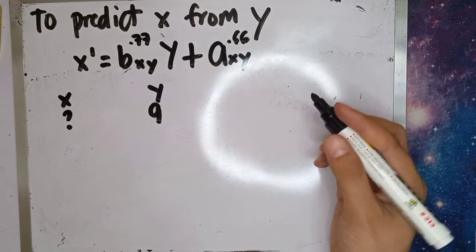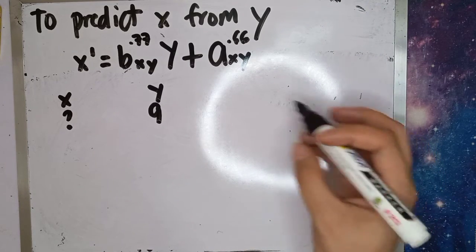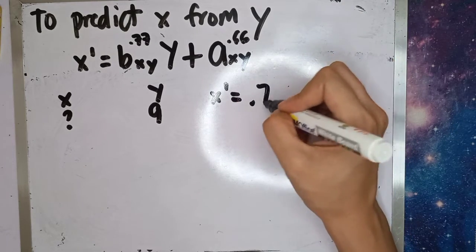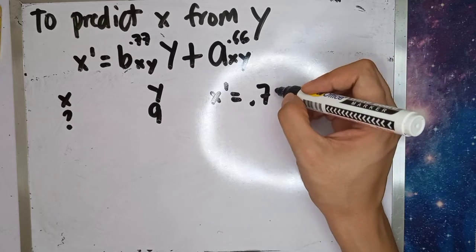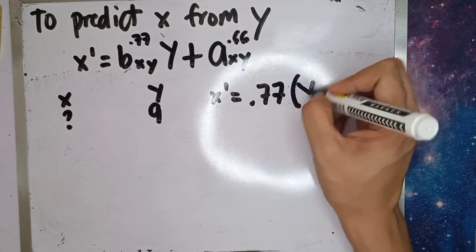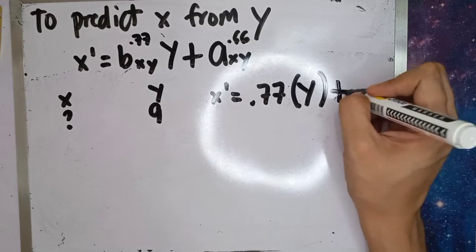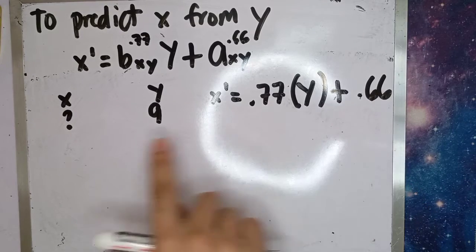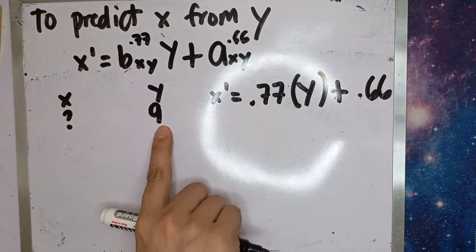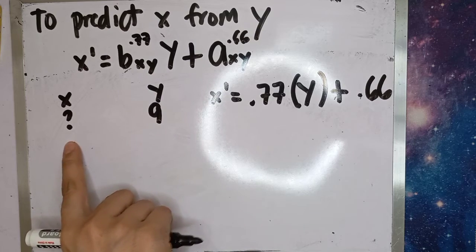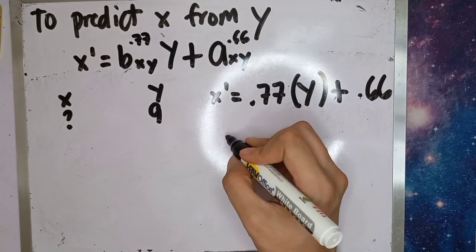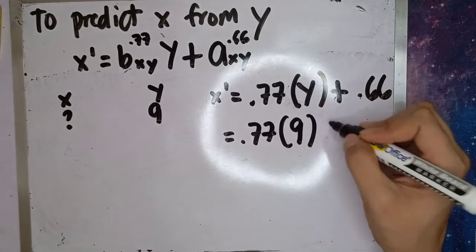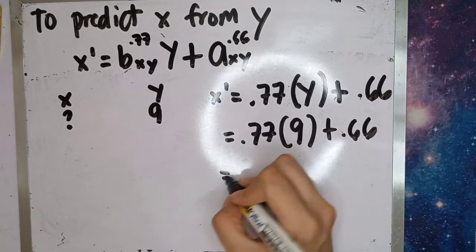So, ang lalabas na formula dito would be X is equal to 0.77, then the raw score plus 0.66. Okay, ito yung magiging formula. So, given the score of Y, ano ang magiging X niya? So, we follow this formula. So, 0.77 given the value of Y, 9 plus 0.66.